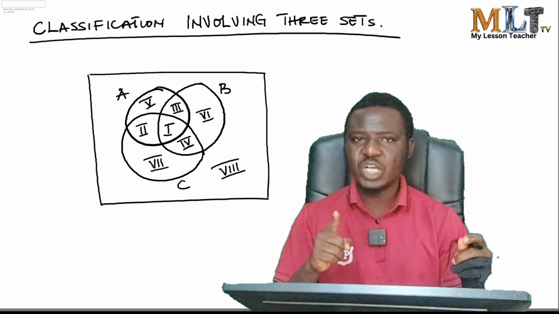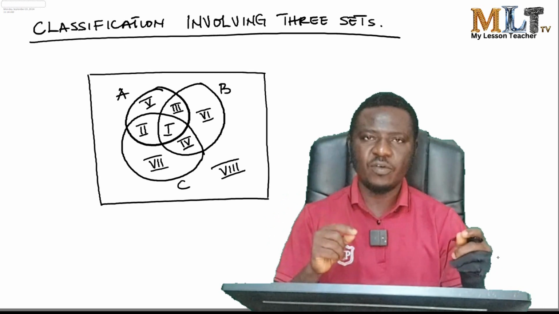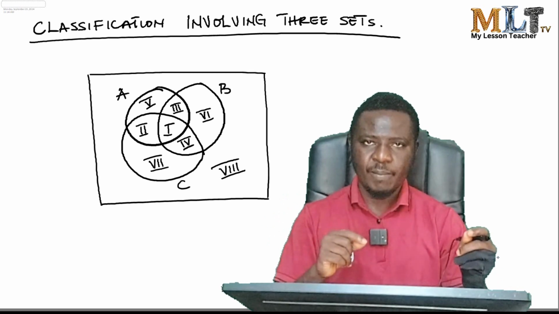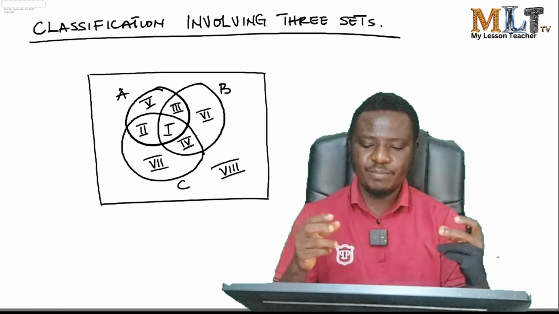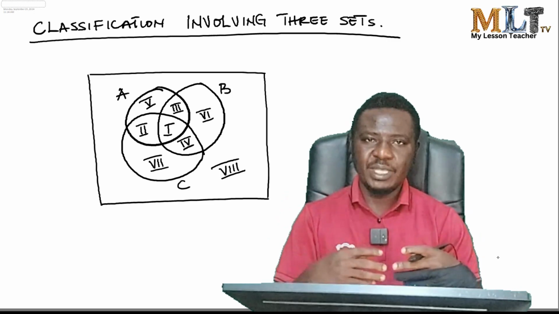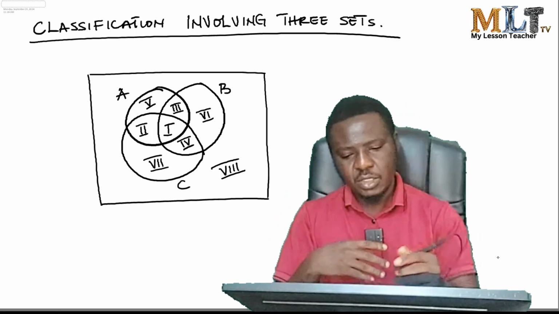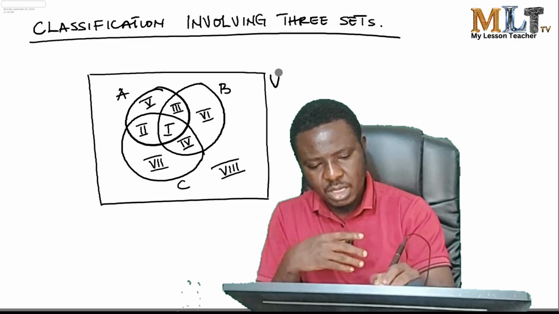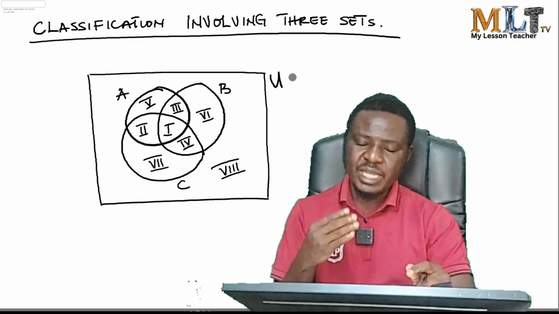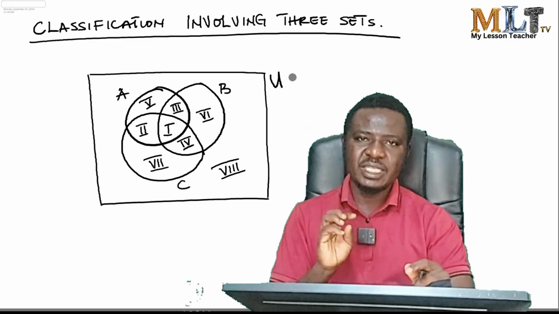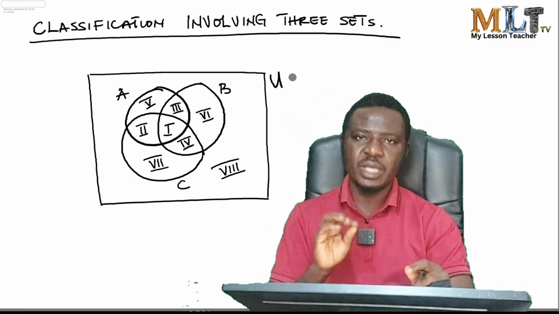In today's class, we shall be looking at classification involving three sets, where we have subsets A, B, and C being in the universal set. So this is said to be a universal set. In the three-subset problems, this can be classified into 8 regions.